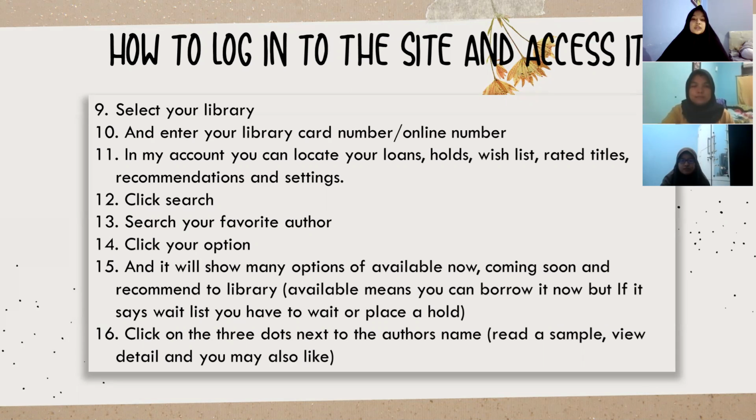In your account, you can locate your loans, holds, wish list, rated titles, and recommendations and settings. Click Search, search your favorite author, click your option, and it will show many options of available now, coming soon, and recommend to library. Available means you can borrow it now, but if it says wait list, you have to wait or place a hold. Click on the three dots next to the author's name. In there is read a sample, view details, and you may also like.